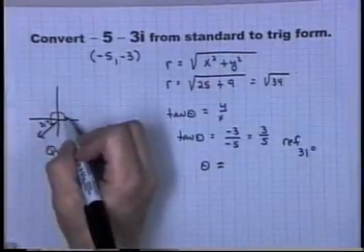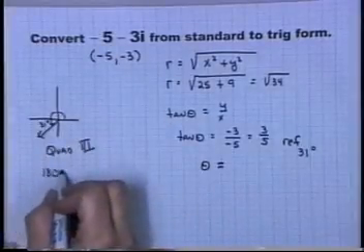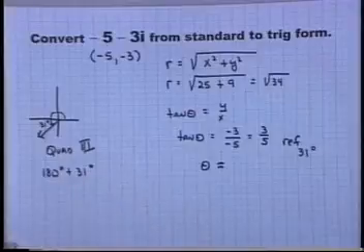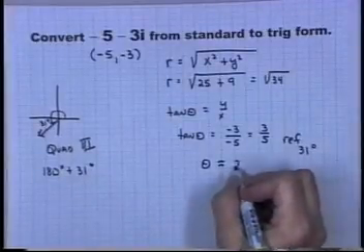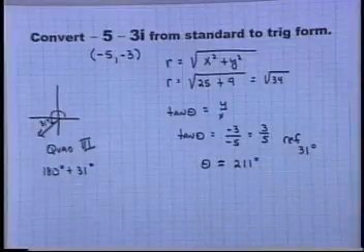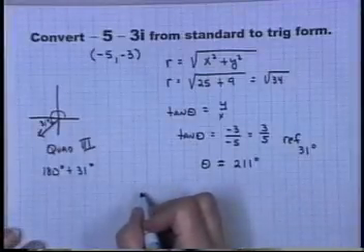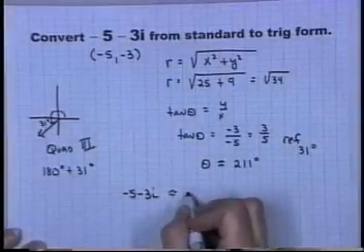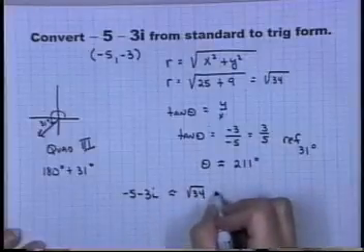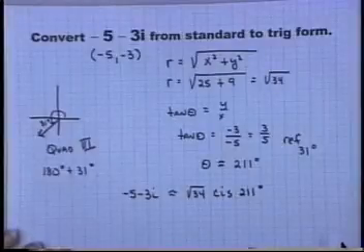The 31 degrees in the first quadrant, reference over here, so I've got 180 plus 31 to get my angle. So let's see, 180 plus 31 is what? 211, I believe is correct. Okay, so let's write the trig form. Negative 5 minus 3i is approximately the square root of 34 cosine plus i sine 211 degrees.